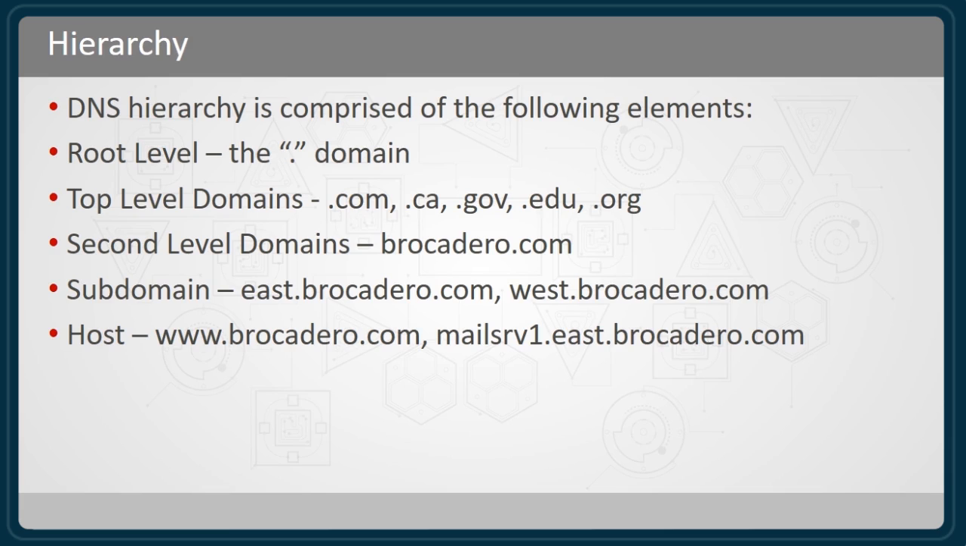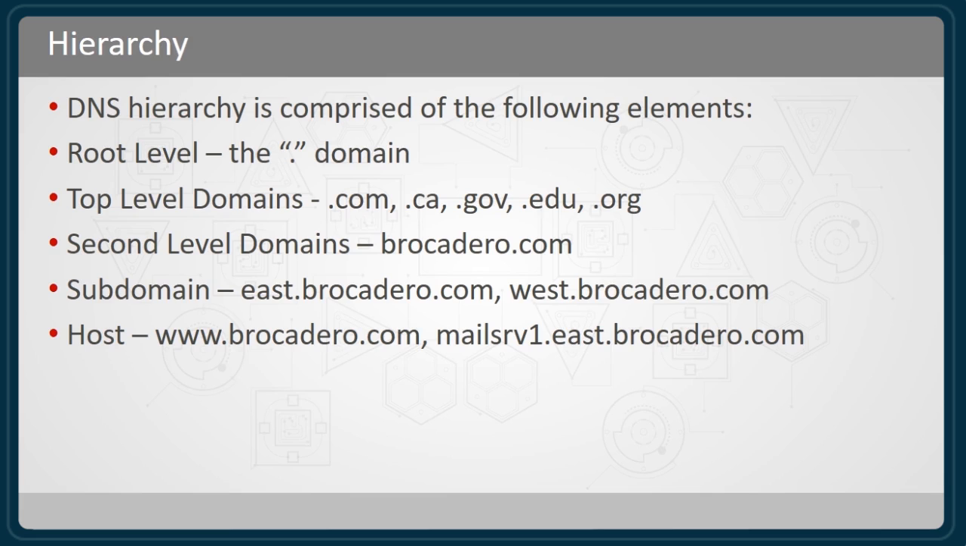Within Brocadero, if that's my organization, I can subdivide it into something like East and West, or sales and marketing, or anything along those lines. Now that's your call. You don't have to do that. And then finally, at the most specific level, we have the host. So www actually refers to the web server. Mailserve1 would refer to the mail server, and that might be in one of the subdomains, but it doesn't really matter where it is. That's where you get to the actual specific host system. So each level of the hierarchy only needs to know about the next level down, and that's how you ultimately find the appropriate system.